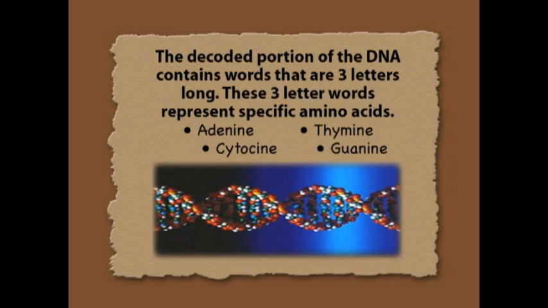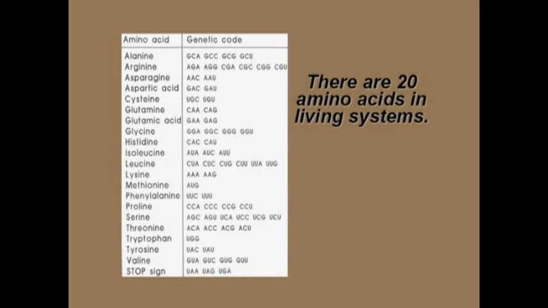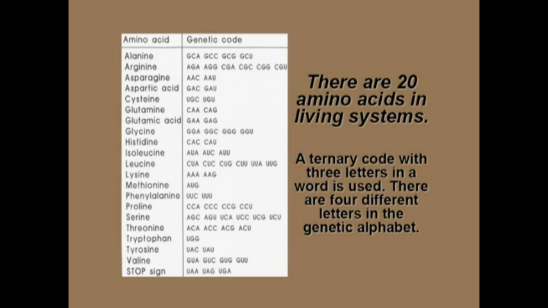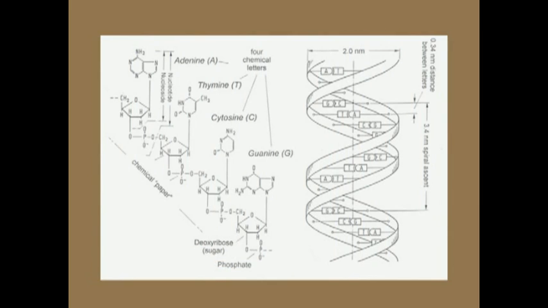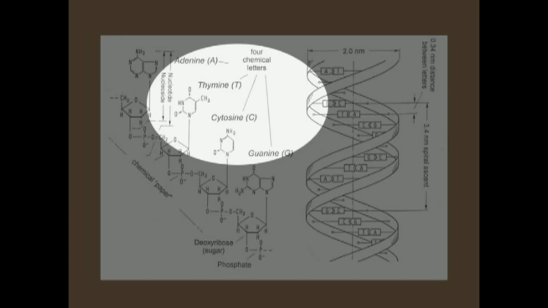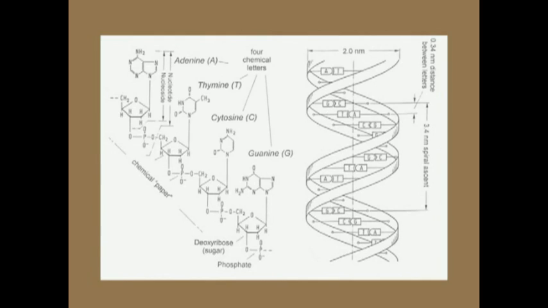On this picture, you see the 20 amino acids and the genetic code. One word has three genetic letters. It is a ternary code with three letters in the word. There are four different letters in the genetic alphabet. You see here the chemical formulas of the four letters, and once again the DNA molecule. In the DNA molecule, we find the highest density of information.